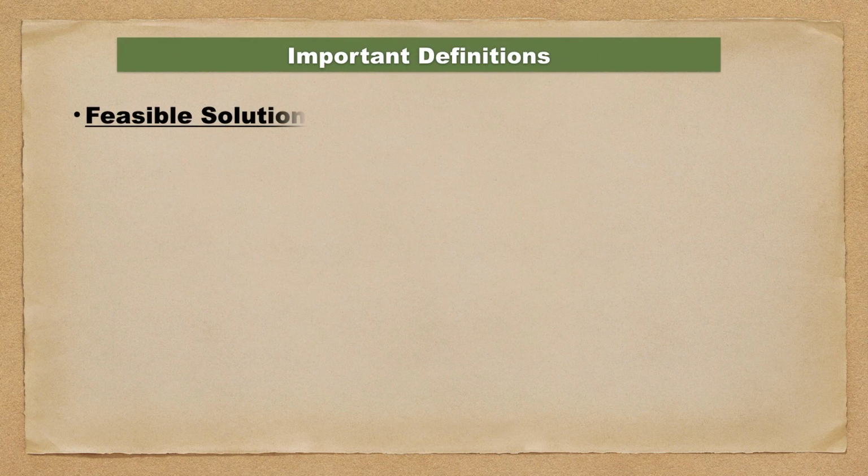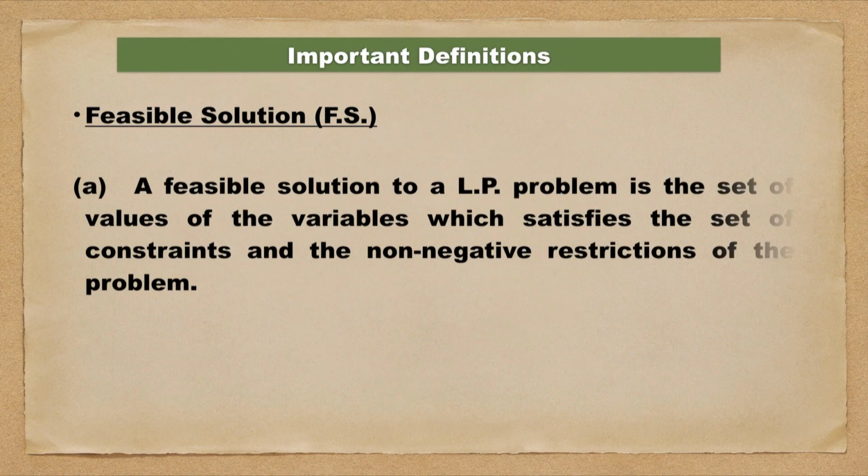Now, I am going to some important definitions. What is the feasible solution? Any set of values which satisfy the set of constraints as well as the non-negativity restriction of LPP is called the feasible solution. As a definition, we can say a feasible solution to an LPP is the set of values of the variables which satisfy the set of constraints and the non-negativity restriction of the problem. So, any values of the variables which satisfy the constraint part and non-negativity part is called the feasible solution.